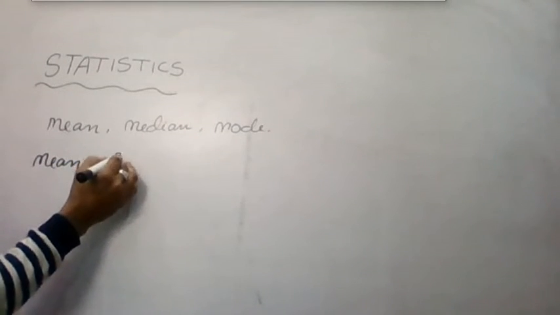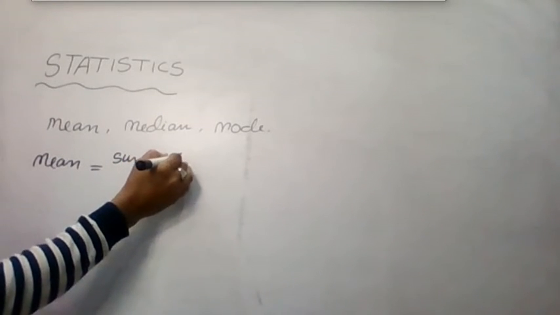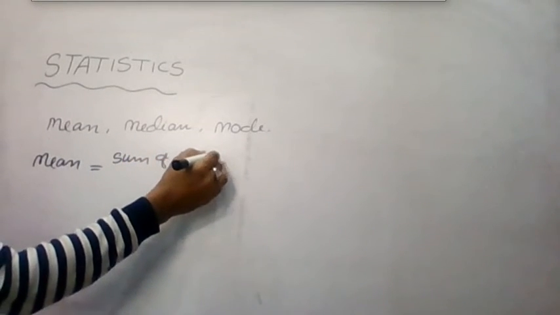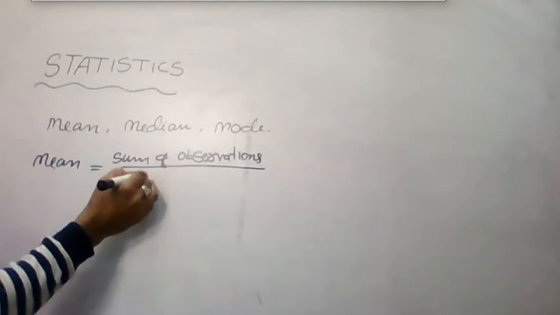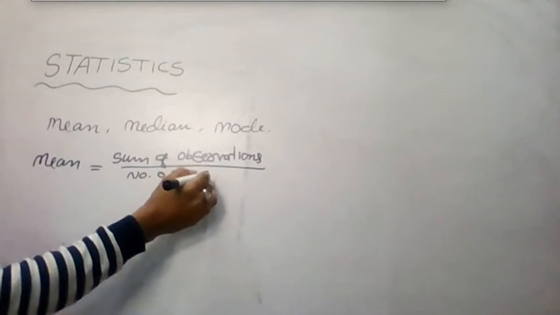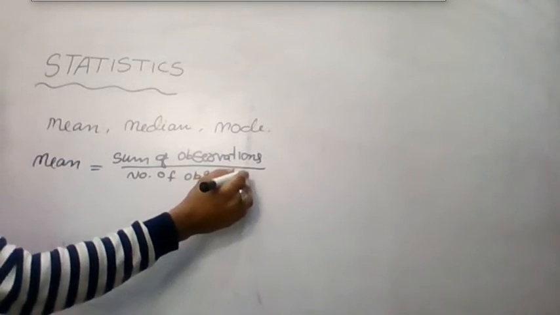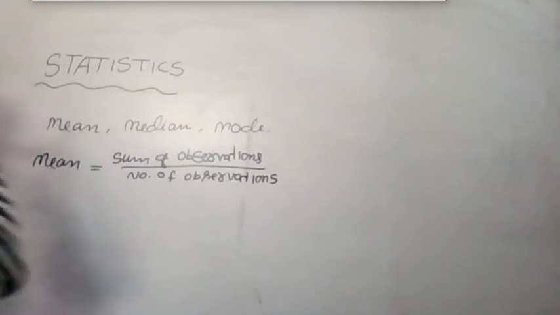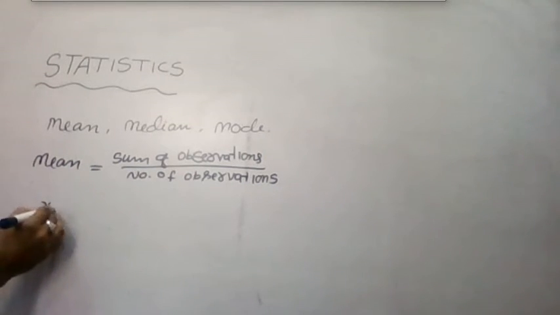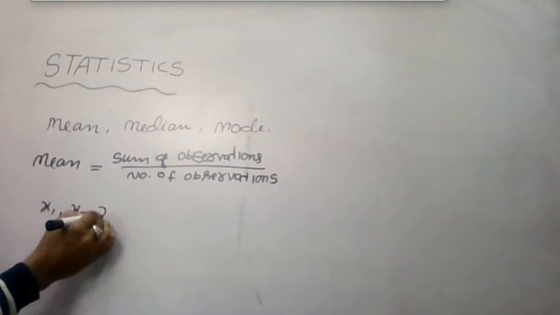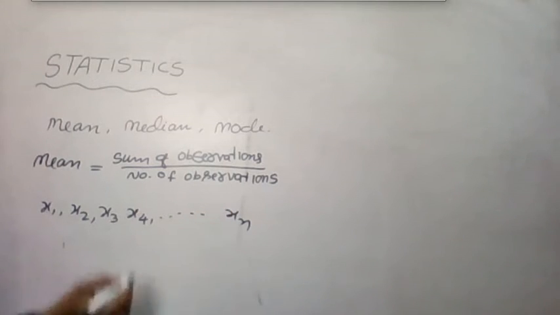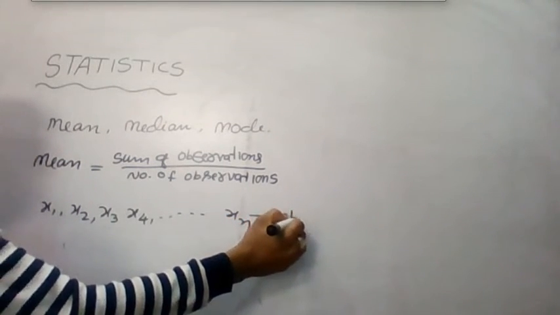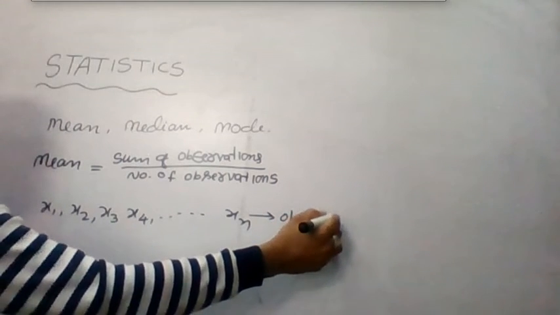Average of what? So mean is nothing but sum of observations by number of observations. Suppose if we take the observations as x1, x2, x3, x4, so on till up to xn. So these are the observations.